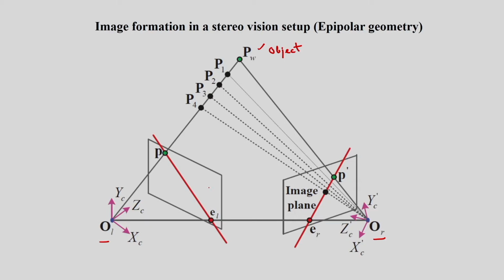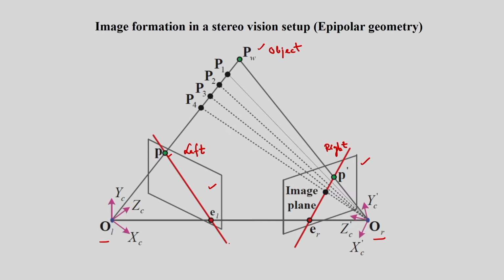I have two image planes, the left image plane and the right image plane, and I have shown the projection of the points. Corresponding to the points P1, P2, P3, P4, PW, I have only one projection in the left image plane. In the right image plane, you can see the projection of the points P1, P2, P3, P4. And in this case, I have shown the epipolar lines.